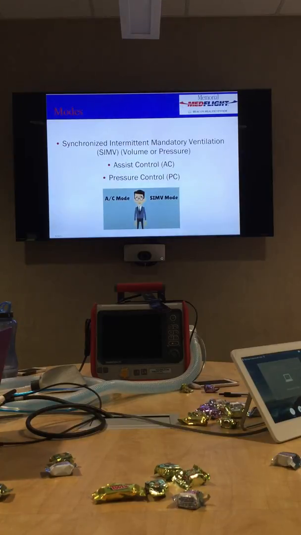So then we're going to get into modes of ventilation. We're going to talk about the basic ones that we use right now. Peace Transport and MedFlight both use the LTV 1200. So our modes that we use are SIMV, whether it's volume or pressure, and assist control and pressure control.